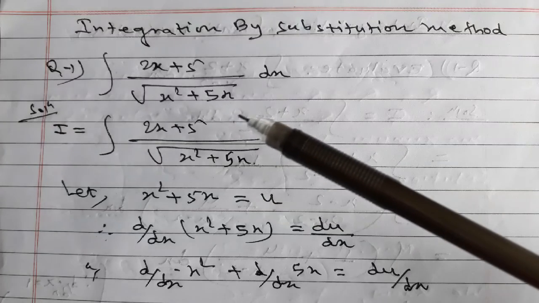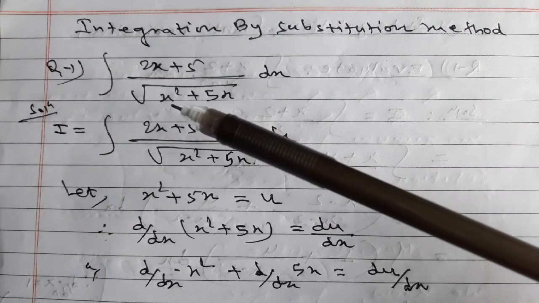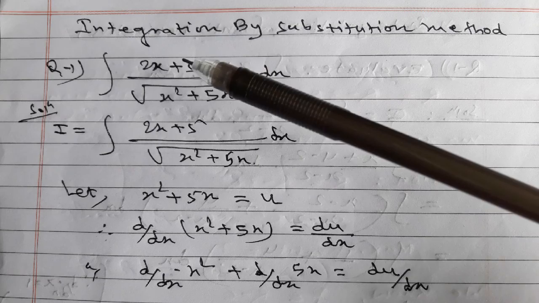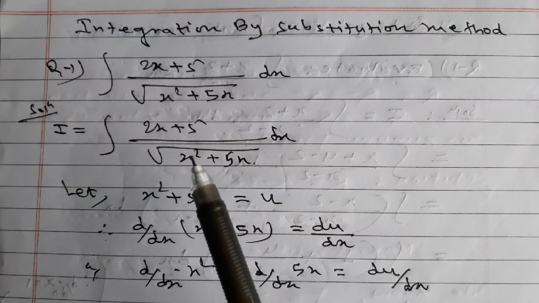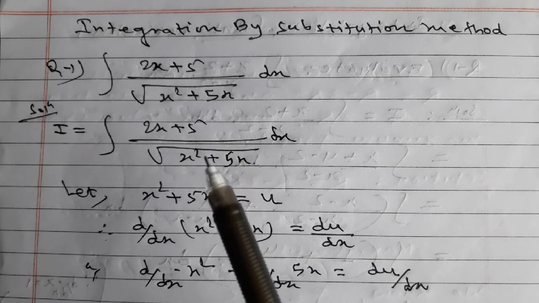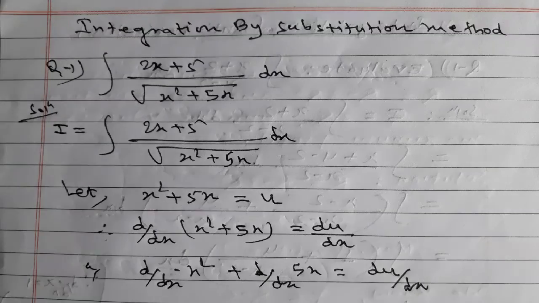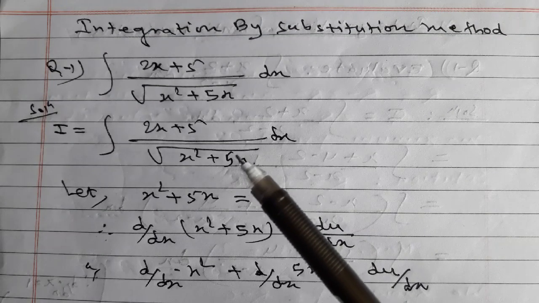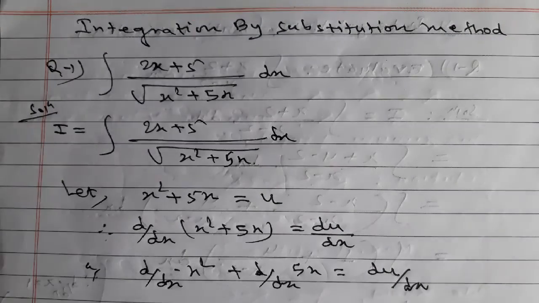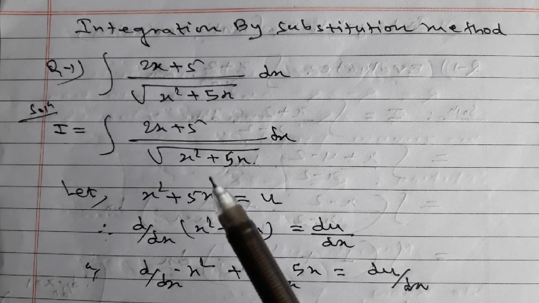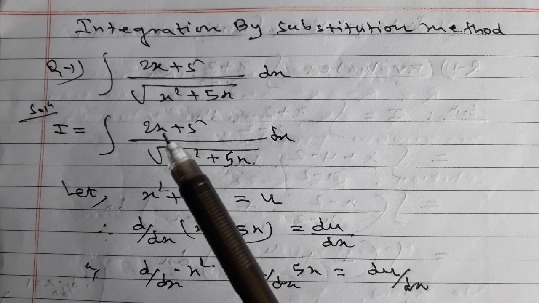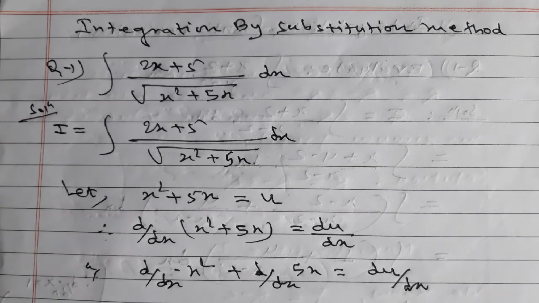In question number 1, the denominator is the second function. Let us say 2x plus 5 is the first function and x squared plus 5x is the second function. If we find the derivative of the second function, x squared plus 5x, the derivative of x squared is 2x and the derivative of 5x is 5 times 1, which is 5. That means the derivative of x squared plus 5x is equal to 2x plus 5. So we have got the derivative of the second function exactly equal to the first function. That means we can apply the substitution method to find the integration.